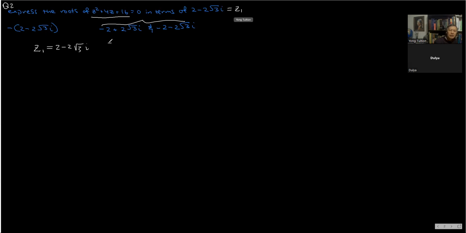Another is the conjugate. Can you put this note here? This is called a conjugate. Do you know this notation? You can use this one. So if you use this, this one root, and the other root, Z2, is the conjugate. Can you use this notation here? That will give you 2 plus 2 root 3i. Can you follow me? Yeah.